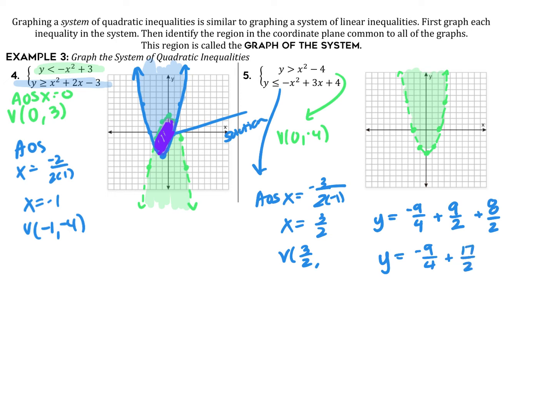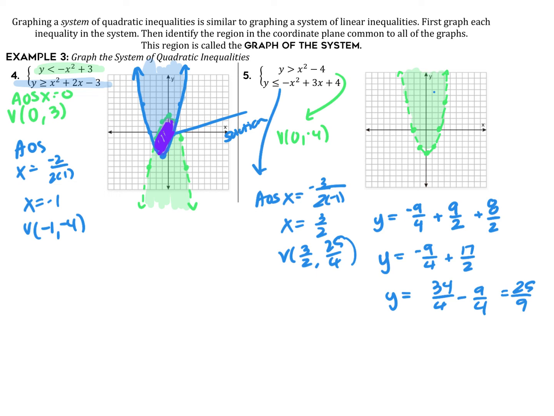So common denominator is going to be 4. This is going to give me 17 times 2 is 34/4 minus 9/4. So 25/4. So not the nicest looking vertex we've ever had, but that's the way that real world problems go in general. Everything doesn't work out perfectly. So we're going to plot the point (1.5, 25/4). 25/4 is 6 1/4. So I'm going to squeeze my vertex right about there.